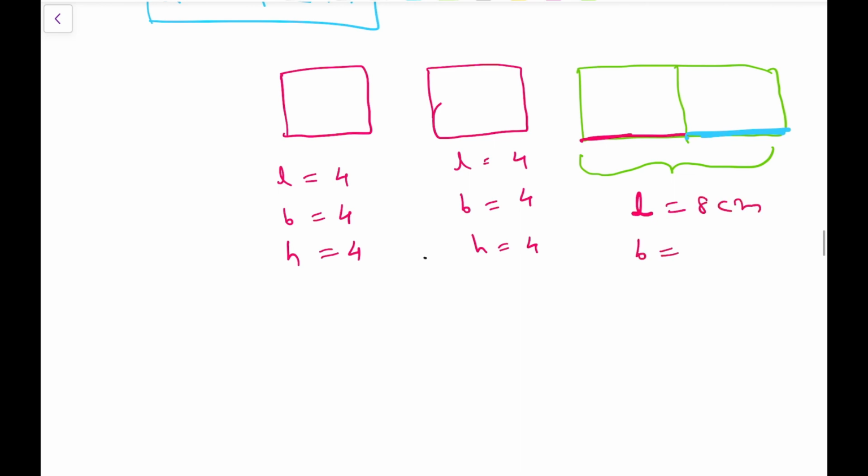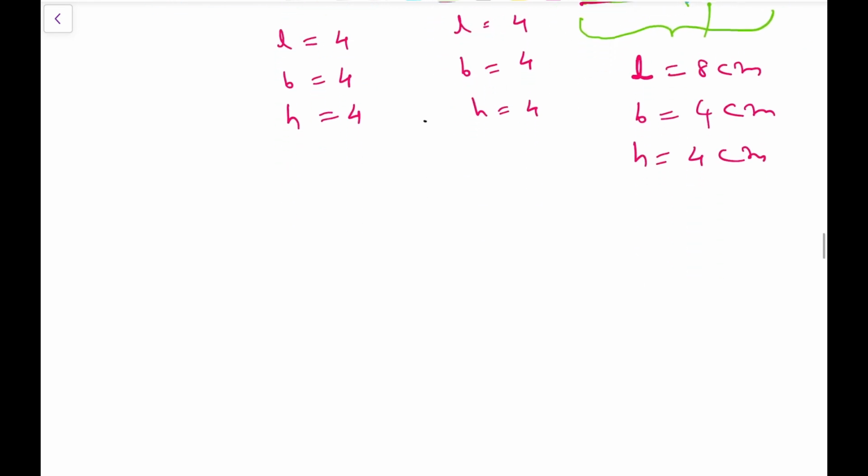Then what about the breadth? It will be the same as the cube, 4 centimeter, and the height is also 4 centimeter. Now he is asking us to find the surface area of the resulting cuboid. We may get a doubt whether we need to find the curved surface area or the total surface area. Observe clearly. For this figure after joining two cubes, the left side is visible, right side is visible, up is visible, down is visible, front is visible and back is visible. So all 6 faces are visible to us, so we need to find the total surface area.